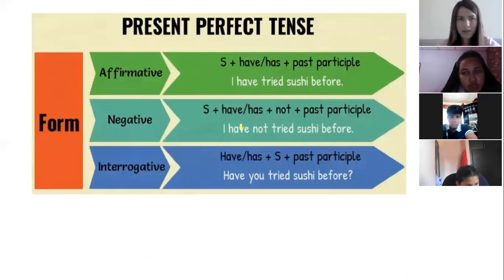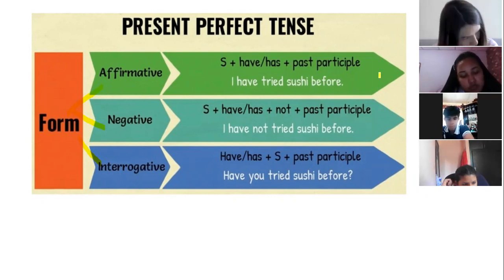Present perfect tense, the form. As with all verbs, they have forms: affirmative, negative, and interrogative. Esto que vemos acá es como en física, en matemáticas, que te dan una, I don't know how it says, a grammatical key. Una estructura gramatical, grammatical structure.